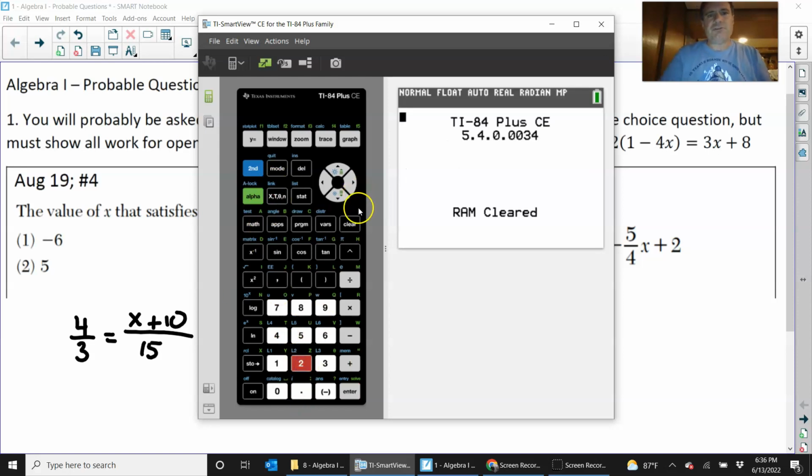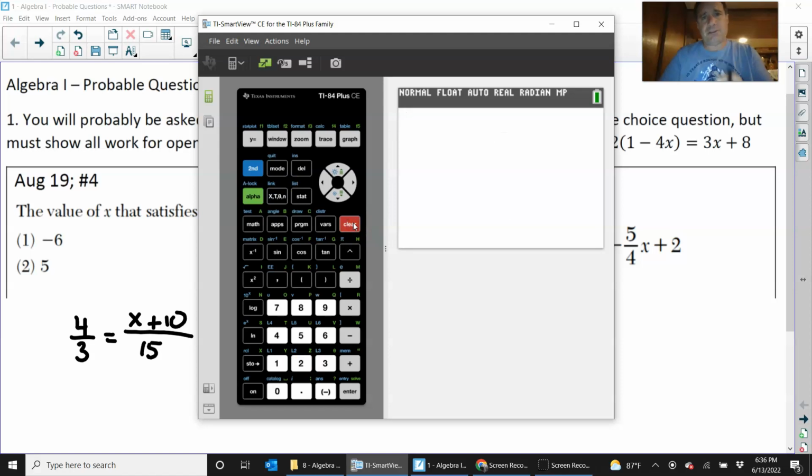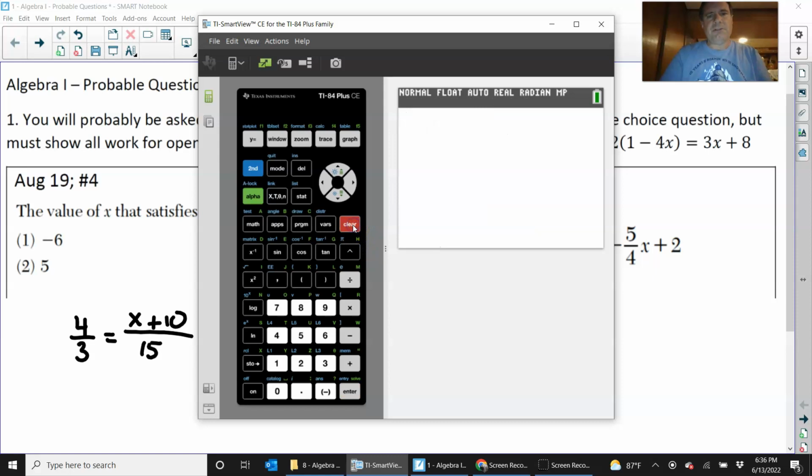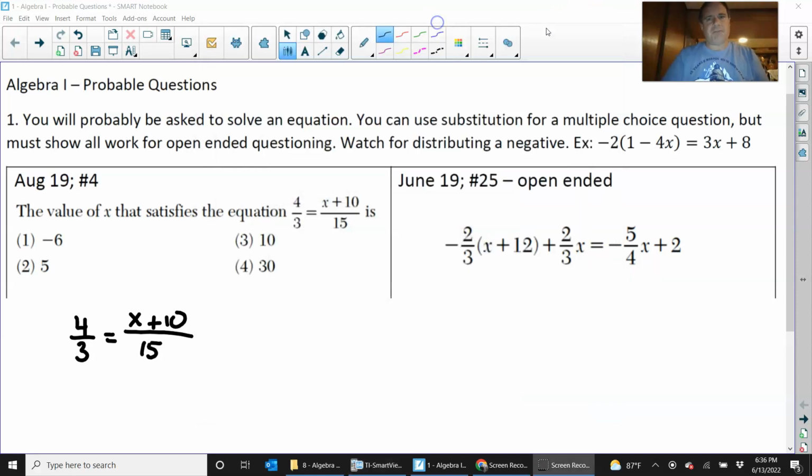RAM cleared. As soon as you do that, go to mode and go down to stat diagnostics. Once you're down at stat diagnostics, you are going to turn it on instead of off. Once it's on, you press clear. You are ready to go, and you're ready for the Regents.